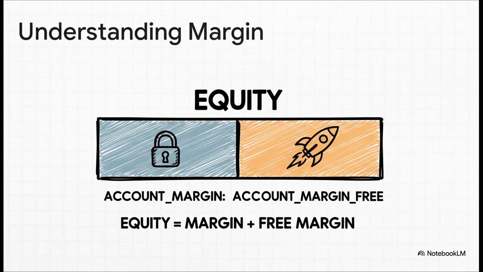So that equity number gets broken down even further into what we call margin. Account margin is pretty simple. It's the chunk of your equity that your broker is essentially holding as collateral to keep your current positions open. And whatever's left over, that's your account margin free. That's your available firepower, the money you can use to open new trades. It's a really simple equation. Your total equity is just the margin you're using plus the free margin you have left.